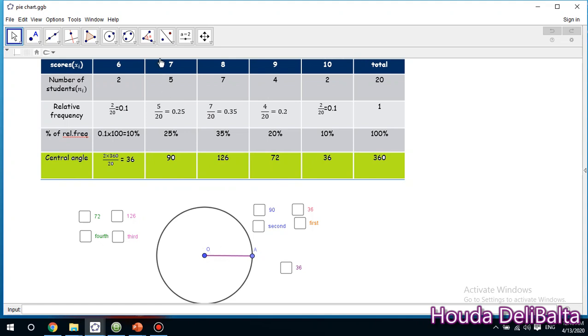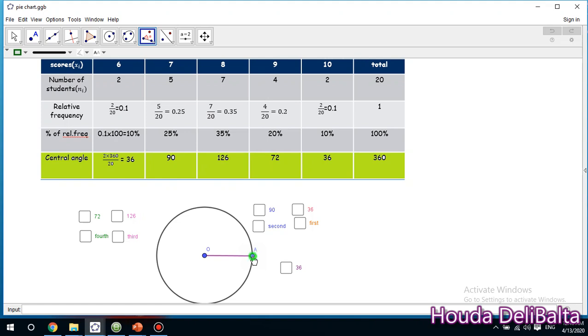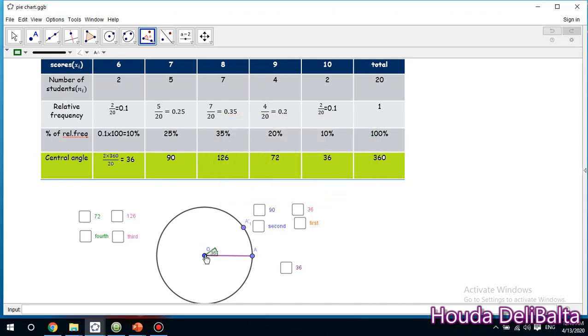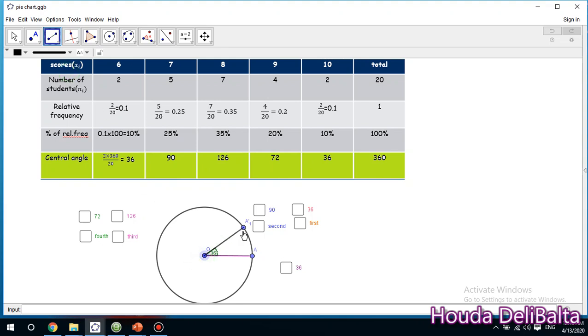All I have to do is choose here "angle with given size." I select this point and this point. I write the size I need, the measurement of the angle, and I press OK. Here is the angle 36. I join it by a segment. And here is the first central angle corresponding to the value 6 and to the frequency 2.